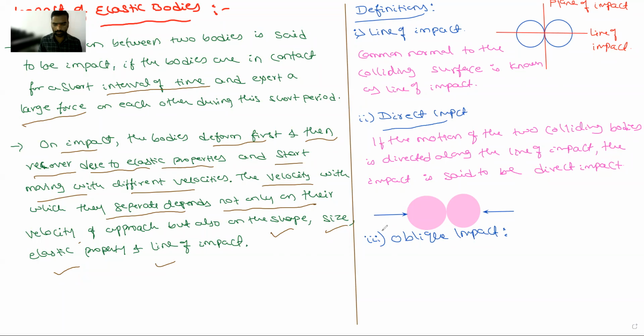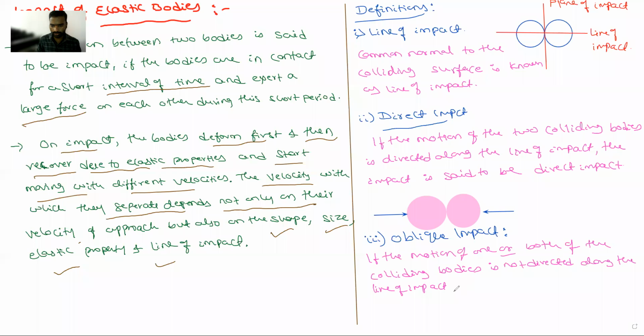If the motion of one or both of the colliding bodies is not directed along the line of impact, the impact is known as oblique impact. It is not exactly opposite.